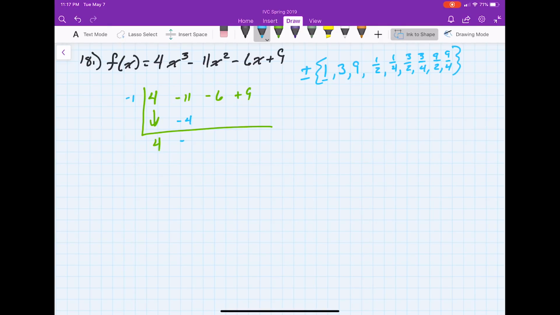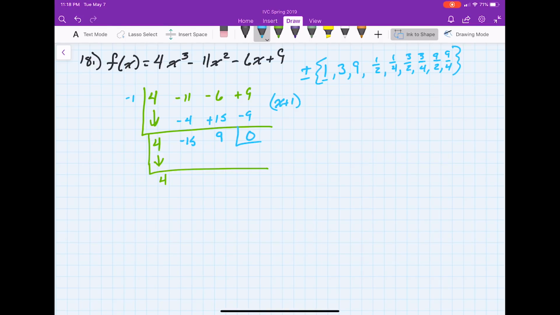All right, well, let's try -1. -1 times 4 is -4. That's going to be -15. -1 times -15 is positive 15. Sorry. And that's going to give me 9. And 9 times -1 is -9. Yoo-hoo, a 0. So x plus 1 is one of my zeros. And this section was our exponent to the third. But we'll go down another level.